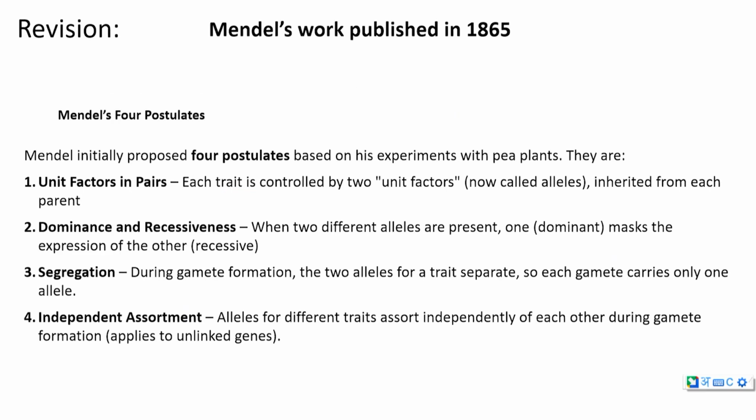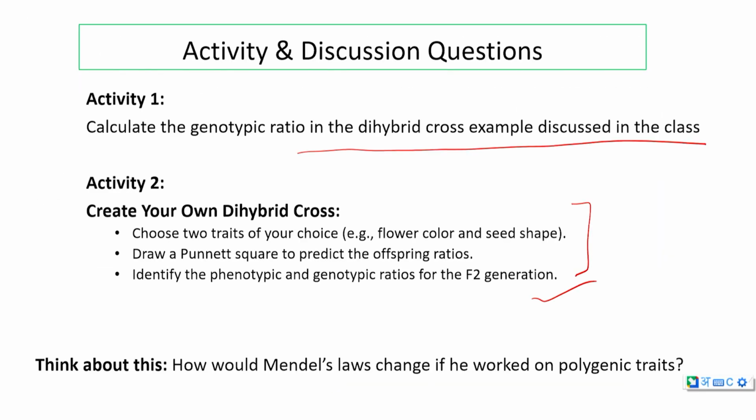And the second thing that I want you to do is take 2 of your own characters, like flower color or seed shape together or whatever you like, and then draw a Punnett square to predict the offspring ratio. Identify the phenotypic and genotypic ratios for the F2 generation. So, you already have seen round and yellow and green and wrinkled, identify any 2 different characters and then do this activity.